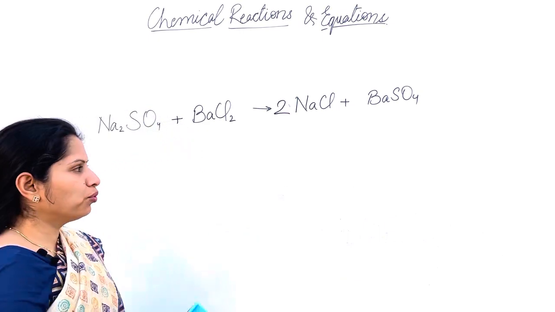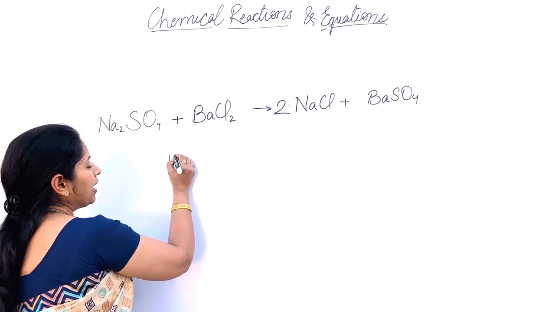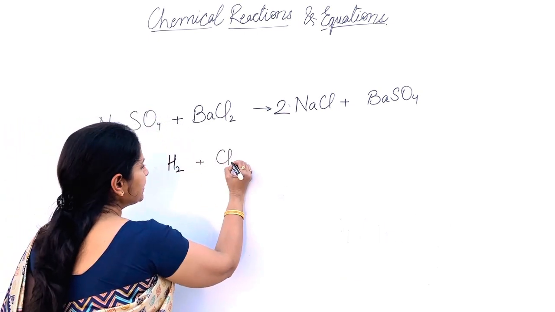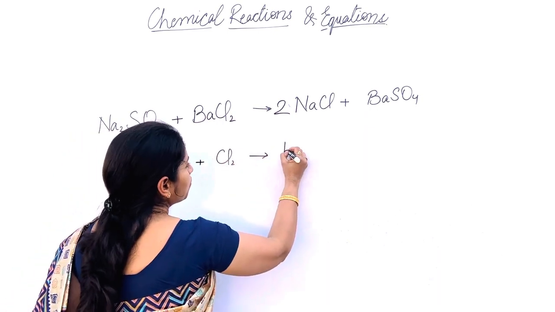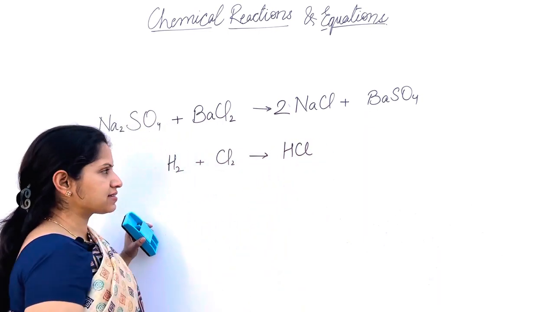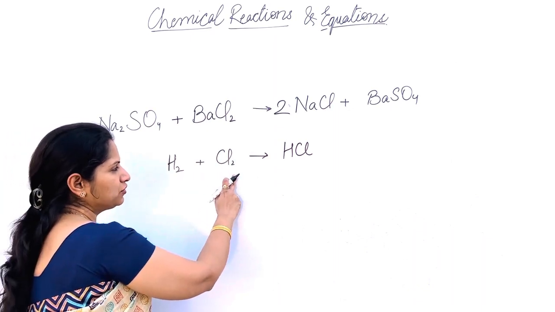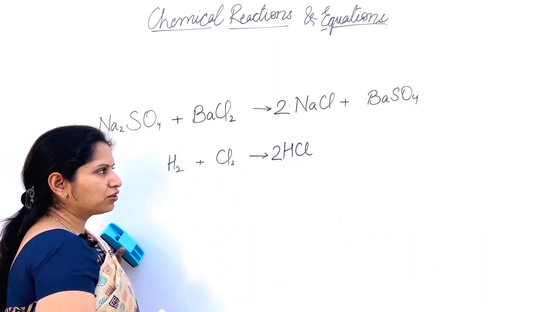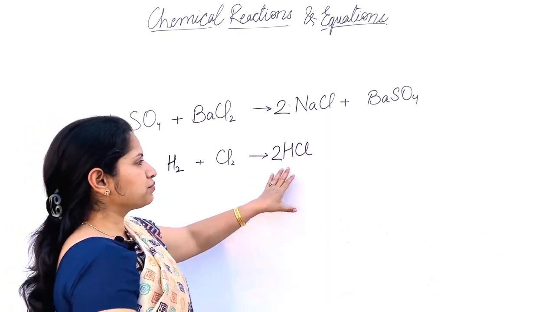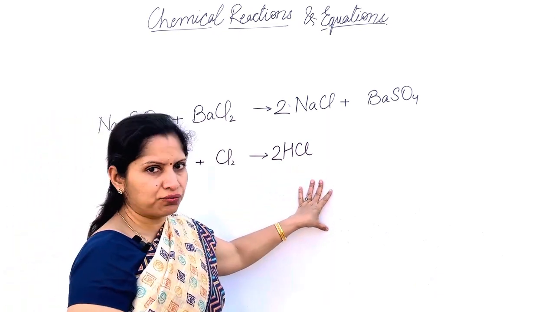Okay. One more we can practice. For example, hydrogen gas combines with chlorine gas to form hydrochloric acid. Okay, it's a very easy one. Here 2 are there, here 2 are there. So we can make it here also 2. 2 molecules of HCl will be formed.